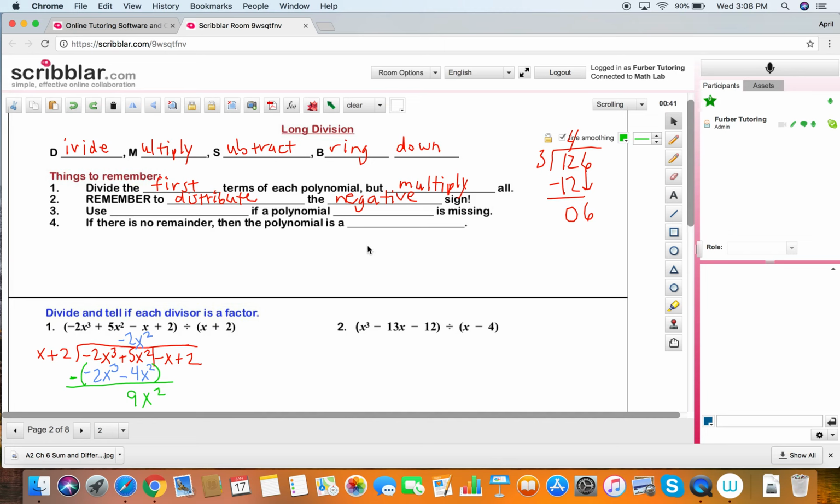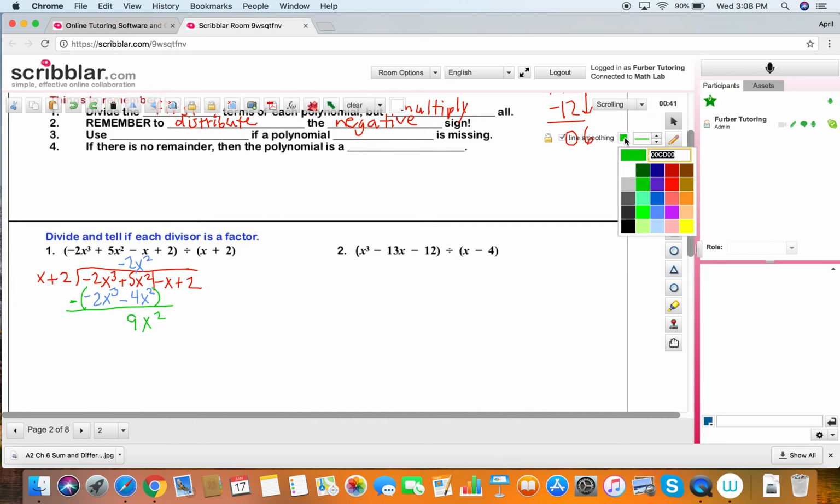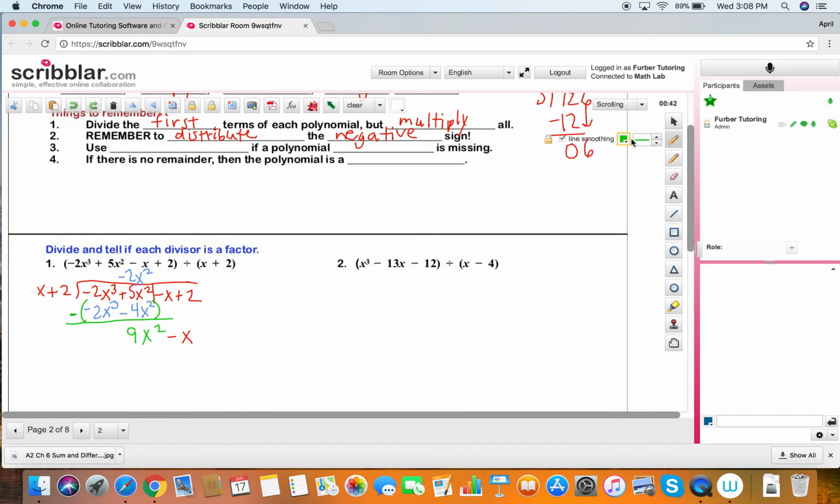Okay, so now I'm going to go ahead and bring down the next thing, which is a negative x. So I'm going to bring that down. Negative x. And then the process starts all over. So I'm going to divide again, but this time I'm going to be dividing this into this. So clearly you can see that you're going to need a 9, okay? And you're going to need another x.